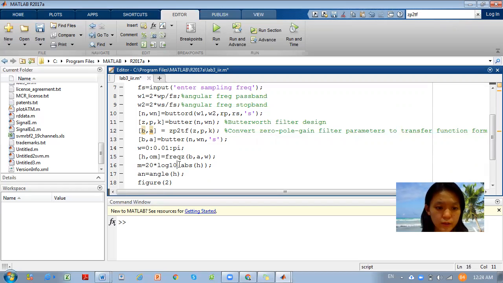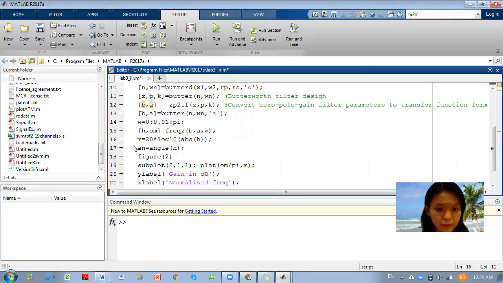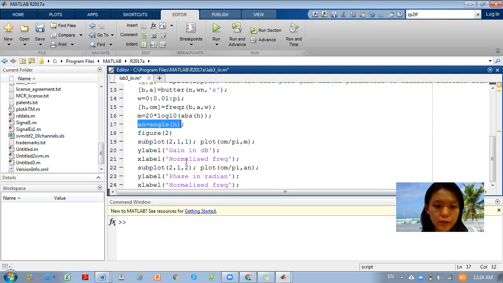Okay. Then we have M equals 20 log absolute of H. Okay. Absolute is the magnitude. So we are converting this frequency response into 20 log of this magnitude H. Then AN is our angular phase in radians. Okay, so we are plotting in figure 1.